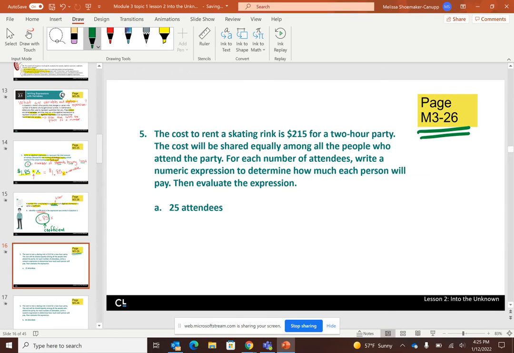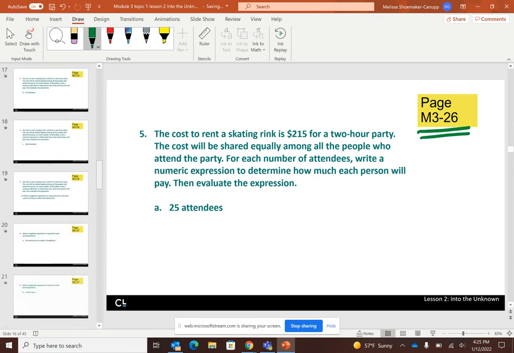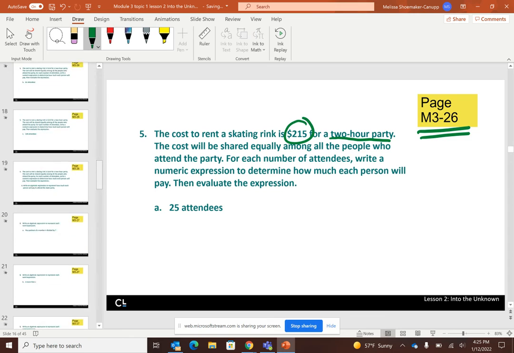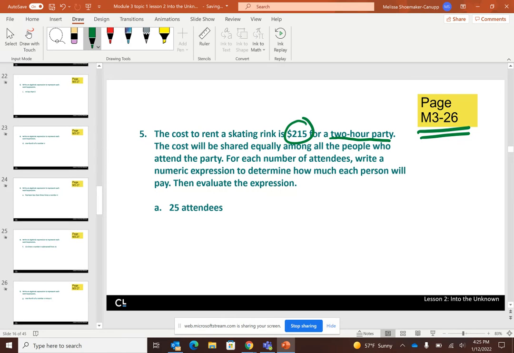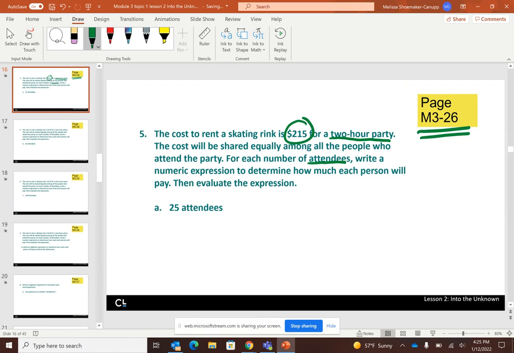Page M326, let's try the next problem. The cost to rent a skating rink is $215 for a 2-hour party. The cost will be shared equally among all the people who attend the party. For each number of attendees, write a numeric, so we're starting out with numbers, expression to determine how much each person will pay. Okay, now we have to think about addition, subtraction, multiplication, or division. If I have a total of $215 and I'm going to split it between 25 attendees, that means I'm going to divide.